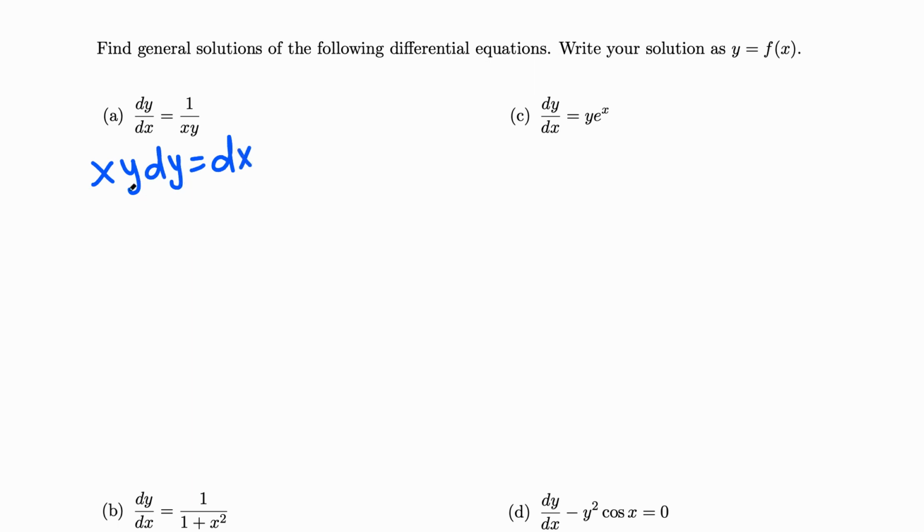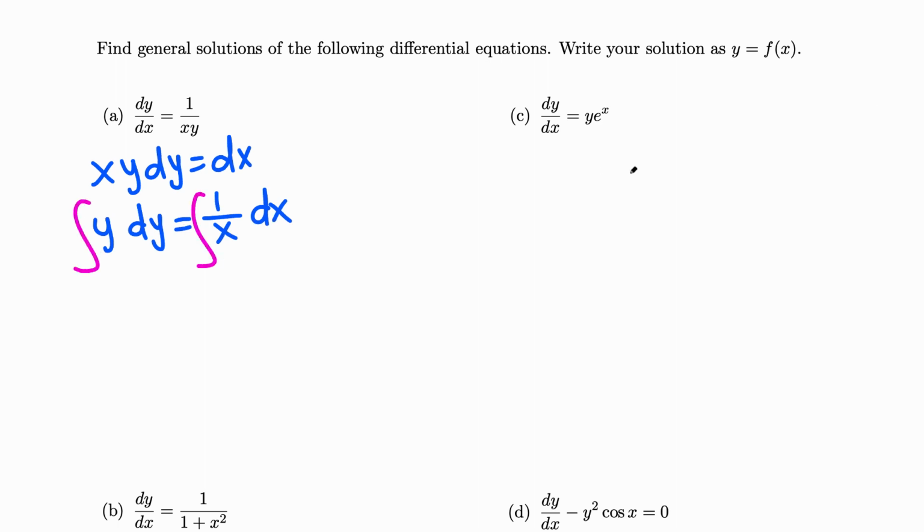Now we want to leave a function of y dy on the left and a function of x dx on the right. So we need to move x to the other side. It's a times, so we divide both sides by x. When we divide both sides by x, we get y dy equals 1 over x dx. Now we integrate because we separated the variables, a function of y dy and a function of x dx. So we integrate now.